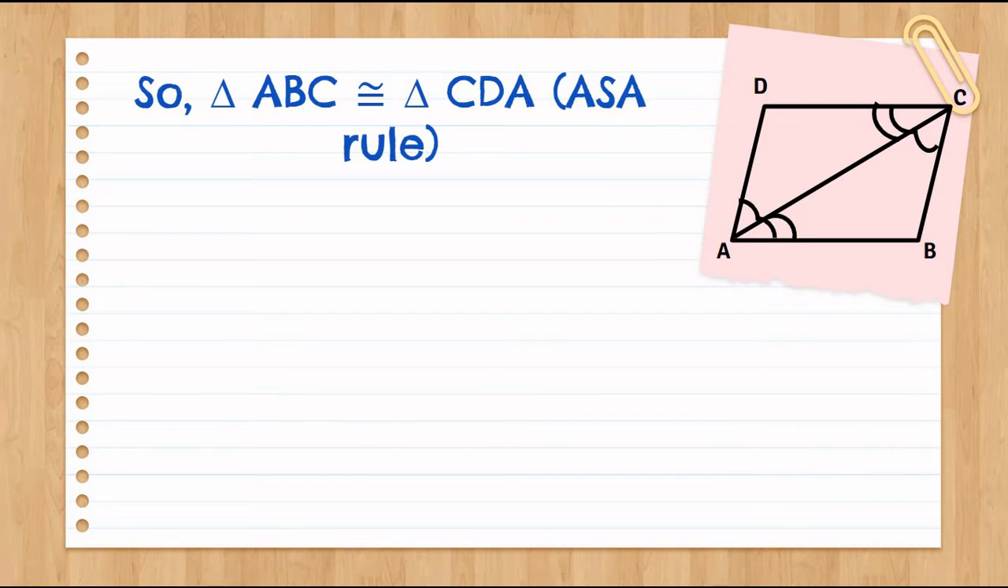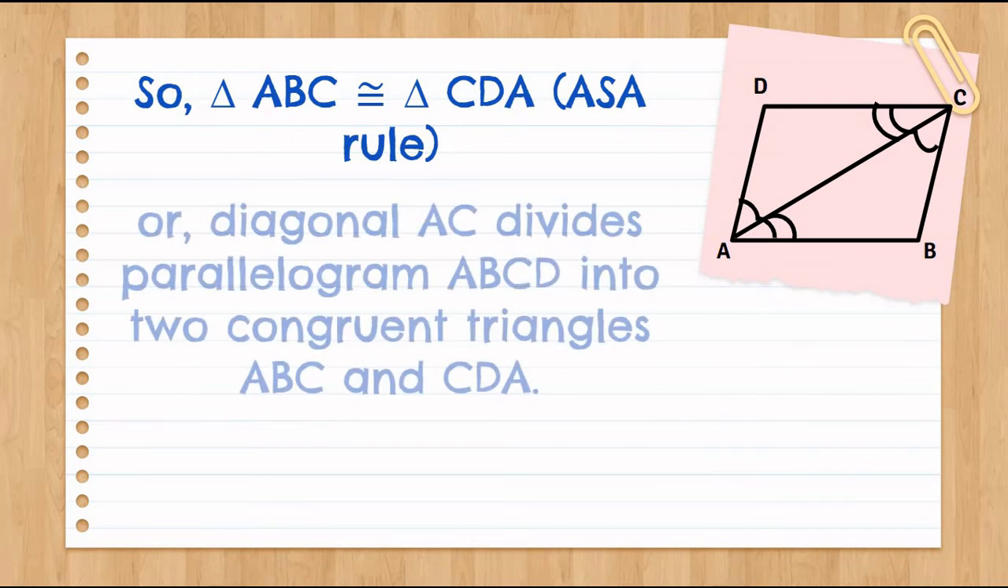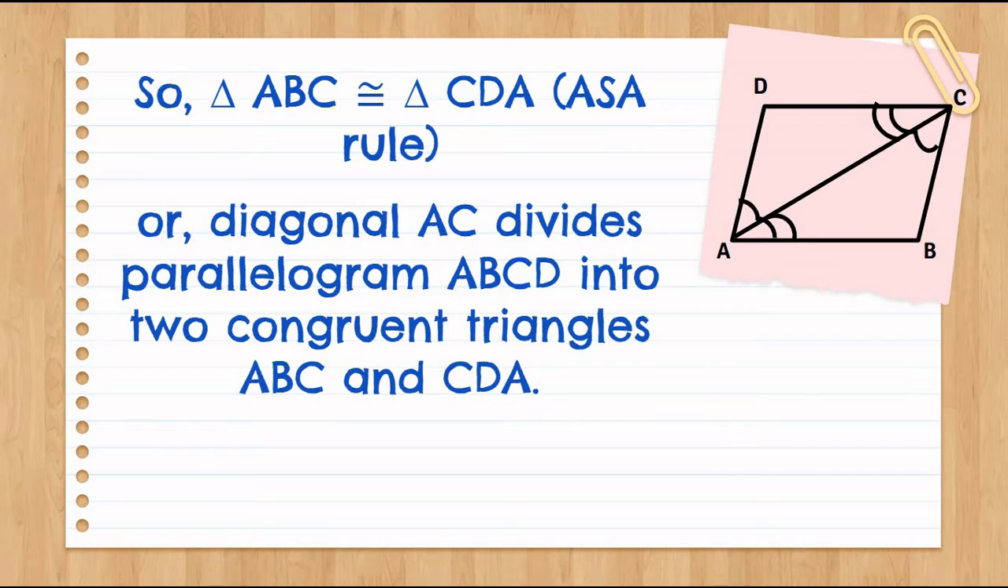With the help of the angle side angle rule, we have proved it. So we can write it in another simpler way: the diagonal AC divides the parallelogram ABCD into two congruent triangles ABC and CDA. So that was theorem 1 that we had. We have proved it. What is theorem 1? The diagonal of a parallelogram divides it into two congruent triangles.